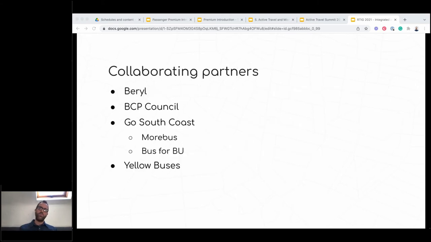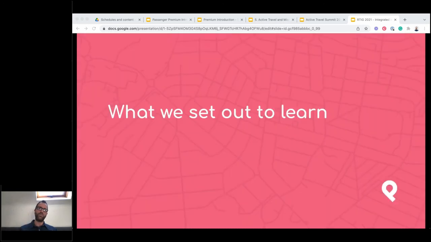So we approached all of the stakeholders. We had customers Go South Coast and Yellow Buses, Go South Coast being the More Bus brand down here, and also the University Bus for BU. So I suppose having that relationship with all of those different stakeholders made this particular initiative possible. But what did we set out to learn?